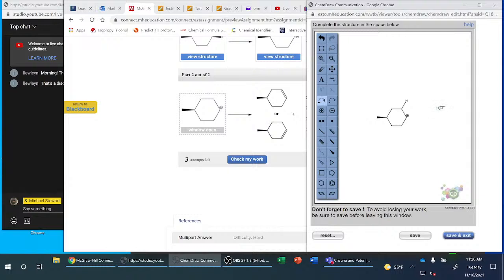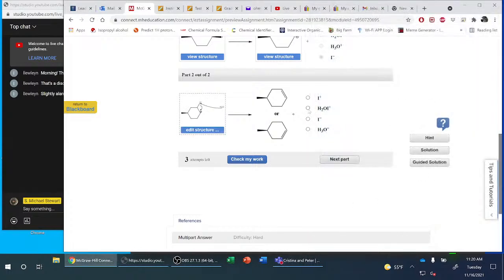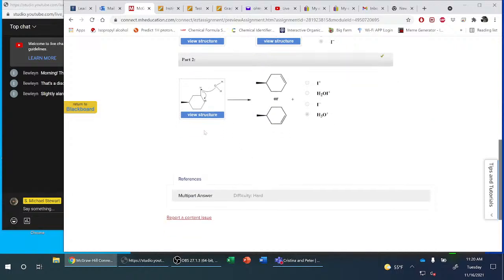The oxygen on the water here is going to attack the hydrogen. This is going to break the bonds. And you're going to end up with a mixture of the alkene plus H3O plus. And I'm sure it's going to be picky about whatever I just drew in there.